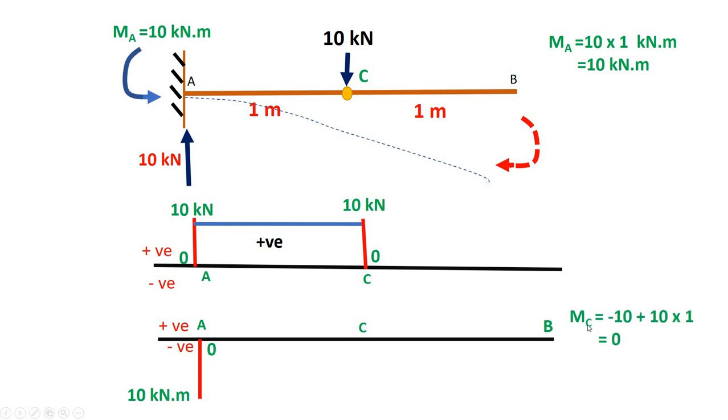And what about the moment at C? That is minus 10 plus 10 into 1, right? So the moment is minus 10 plus 10 into 1, minus 10 over here and 10 into 1 over here clockwise. So moment at C is 0. Again C is free and B is also free and they don't take any type of moment, right? So the value is 0 and the diagram is negative in nature.